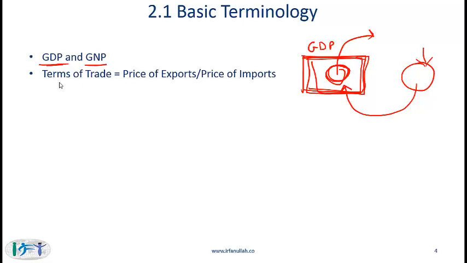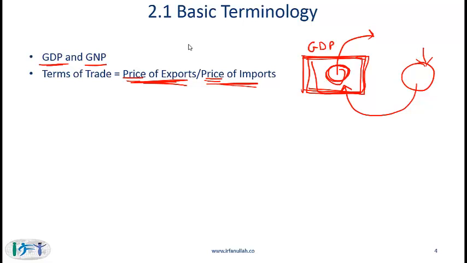Next piece of terminology is terms of trade. This is simply the price of exports divided by the price of imports. And here the price is based on an index. We don't need to get into details here, but the high level point is that if this ratio goes up, then that means that there is an improvement in the terms of trade, because this ratio is telling us about the price of exports per every dollar or every unit price of imports.